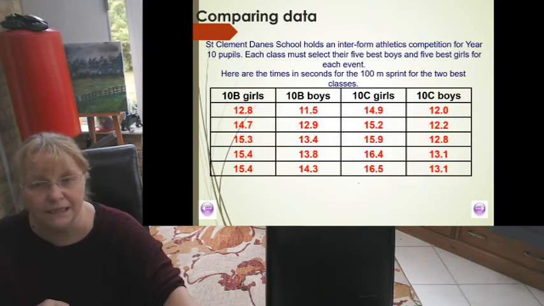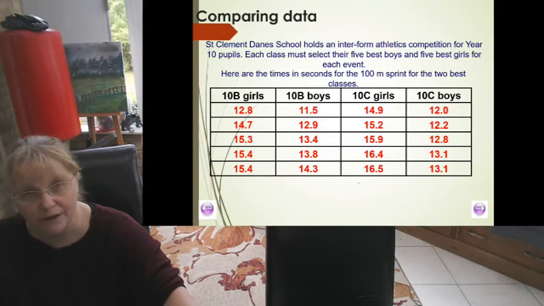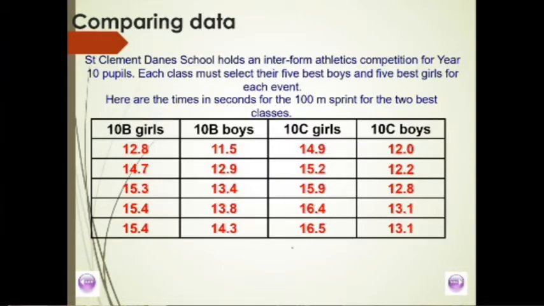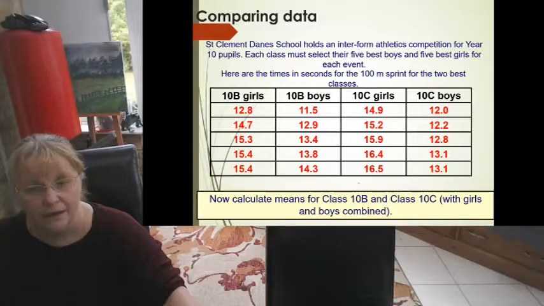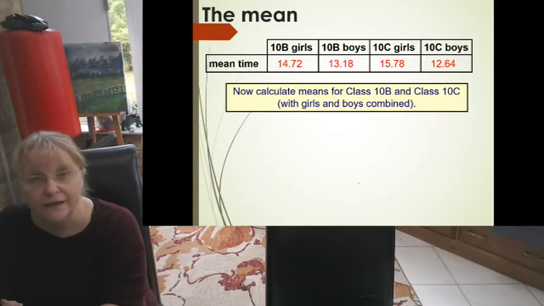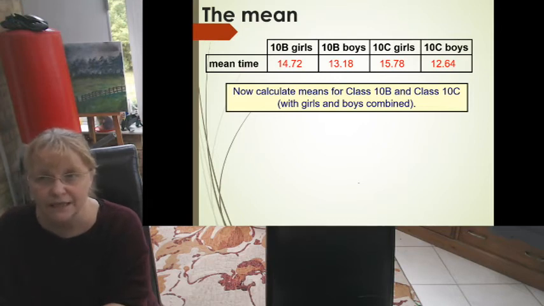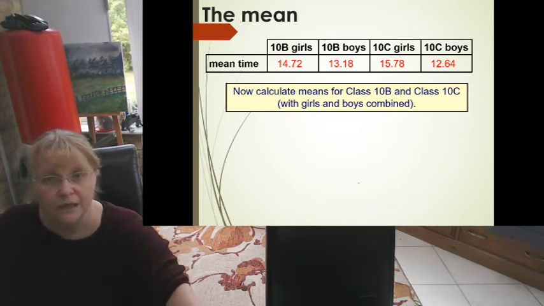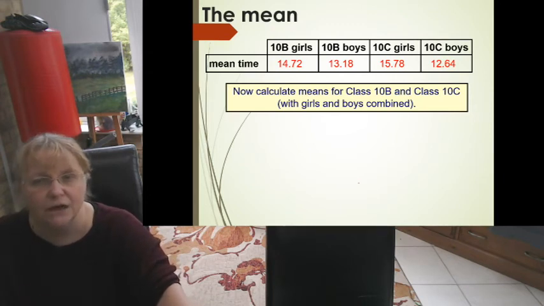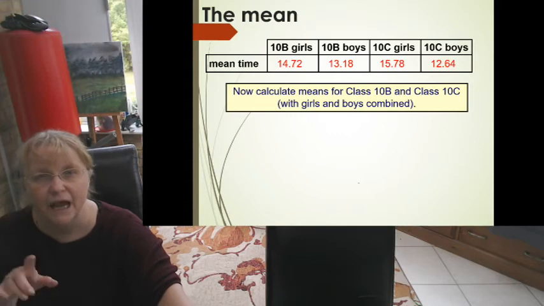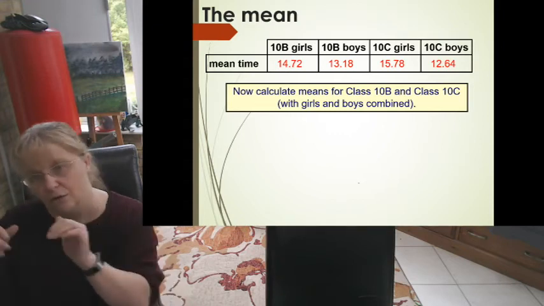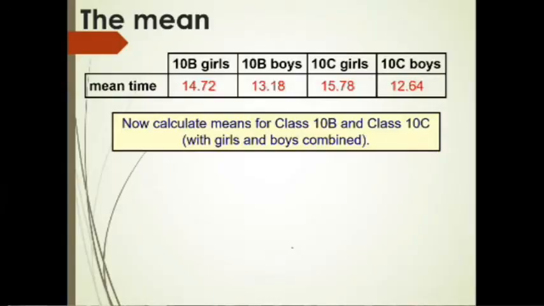So, looking back to this, do the exact same to all of them and find the mean. Hopefully you got the answers that I got above. Now, looking at that, you want to know which group roughly ran the fastest, and you can see it's 10C boys for the boys part, and for the girls it is 10B girls at 14.72. So what I want you to do now is calculate class 10B and class 10C and see, if we're just working with class B or class C, which group ran the fastest.